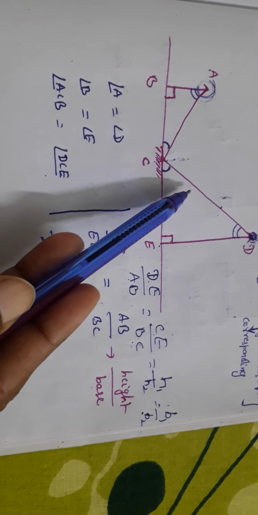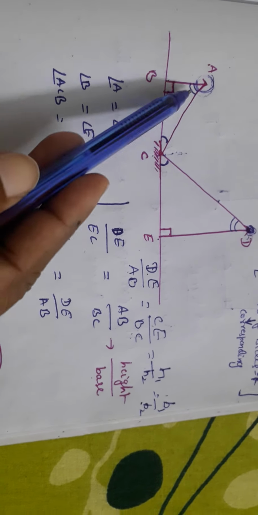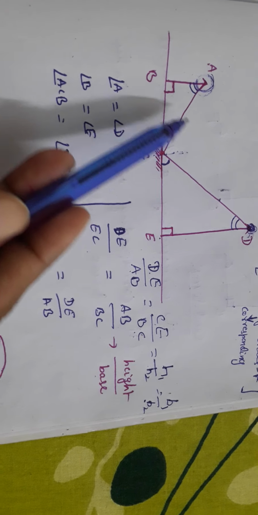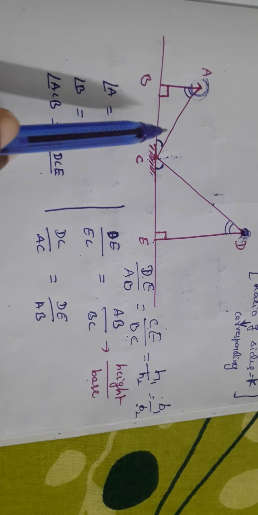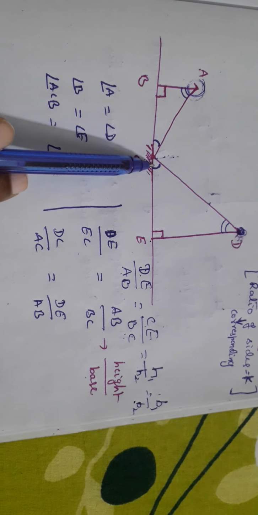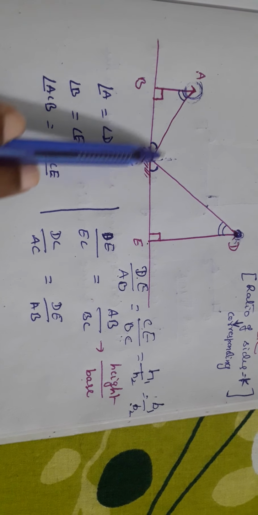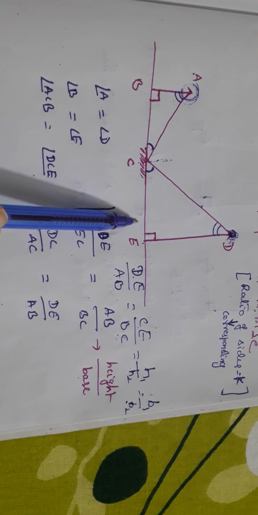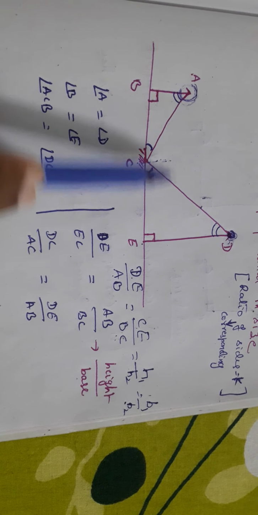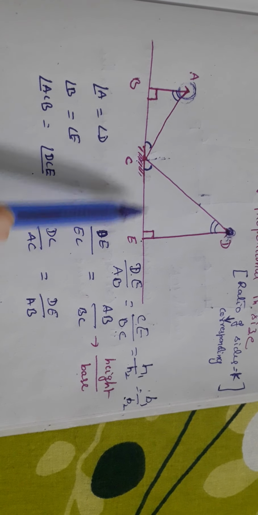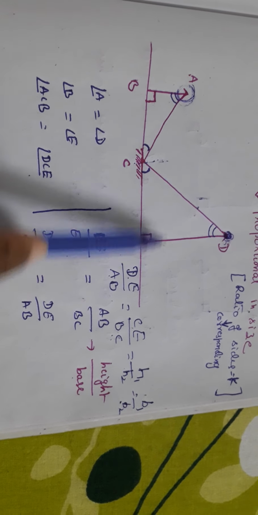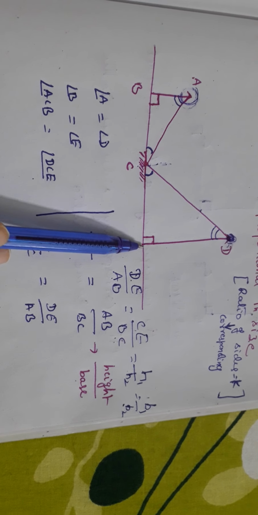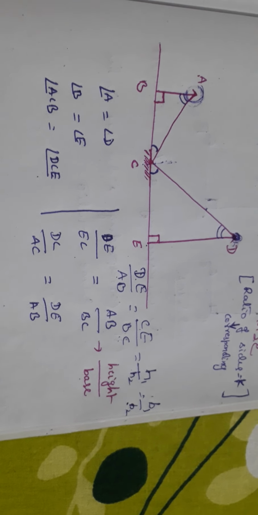Now suppose I am taking the hypotenuse here, since it is a right angle triangle, or else I can say the third side. So the third side of this triangle, DC, by the third side of this triangle, AC, is equal to, maybe you can take base by base or height by height. That means first side by first side or second side by second side. This is the meaning of the ratio of corresponding sides being constant.